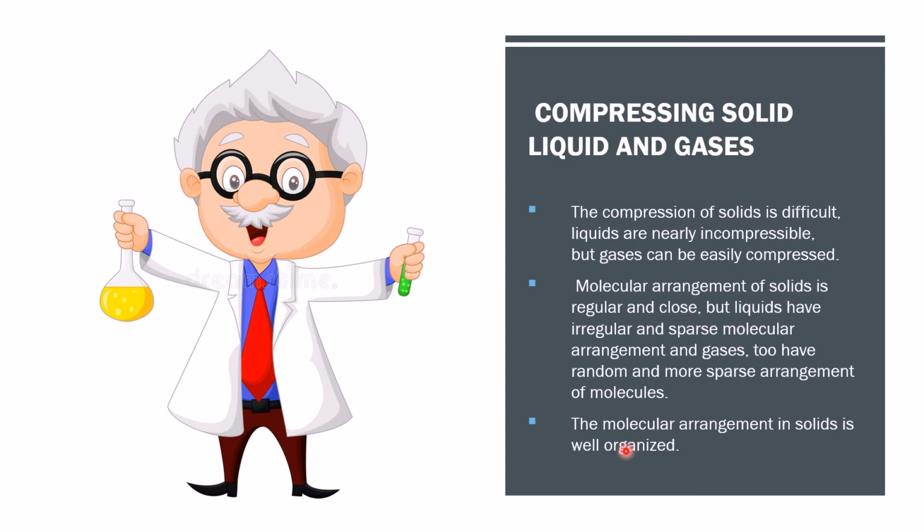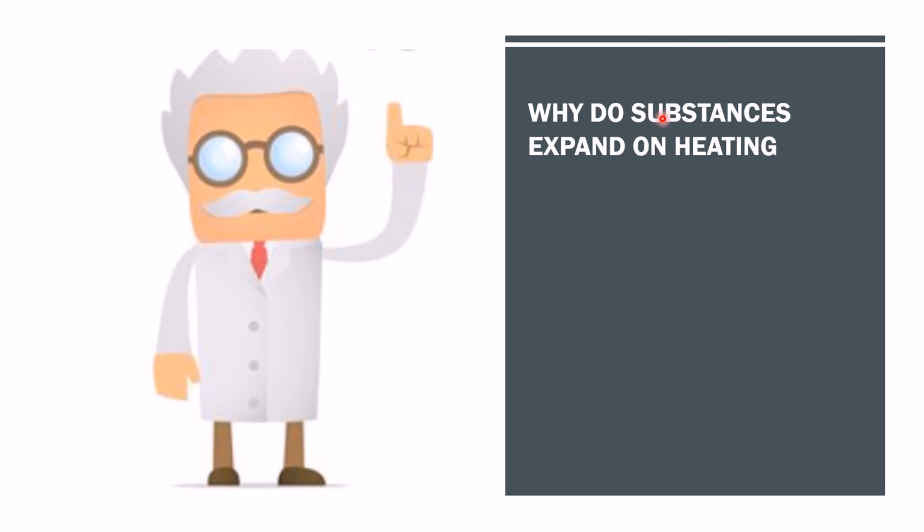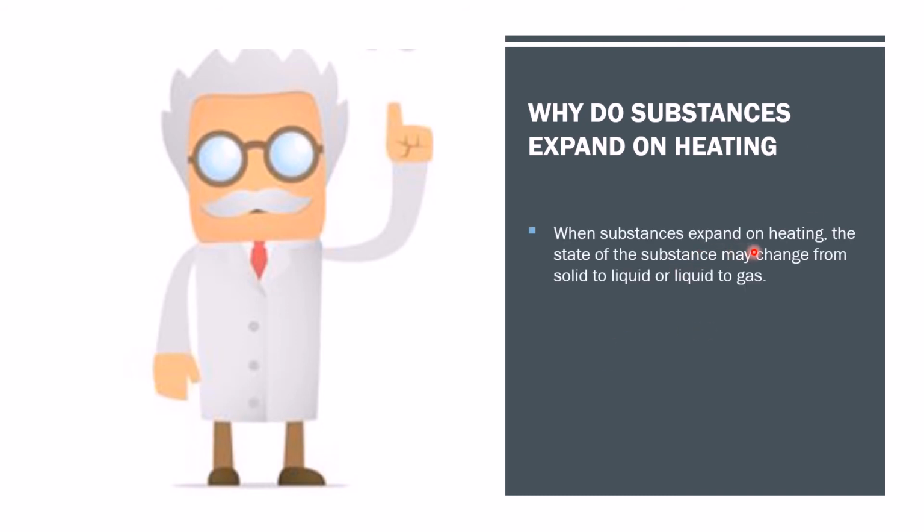Okay, so these 2 points mean that solid and solid only has a straight pattern. Liquid and gas does not. Okay. Now, why do substances expand on heating? This is a question many people don't understand, so I'm going to help you with this query. Now, when substances expand on heating, the state of the substance may change from solid to liquid or liquid to gas. So, actually, what happens when the substance is expanding on heating?